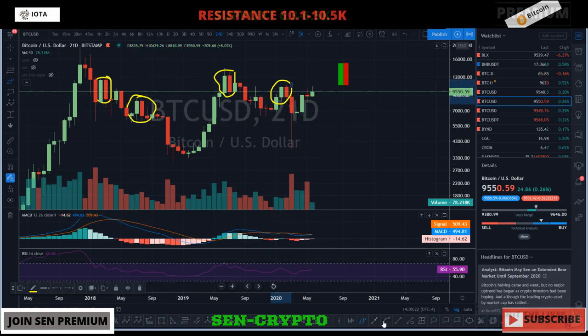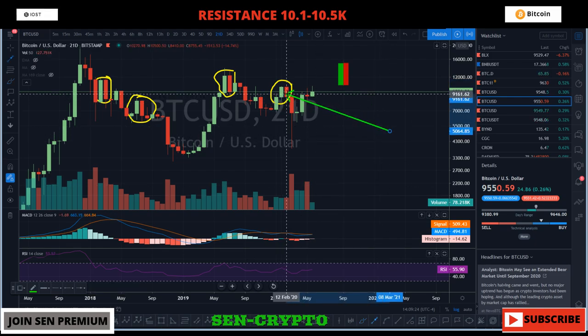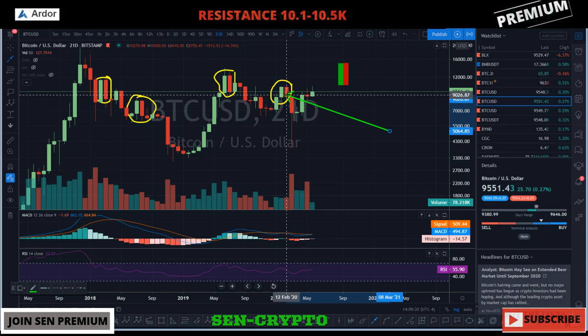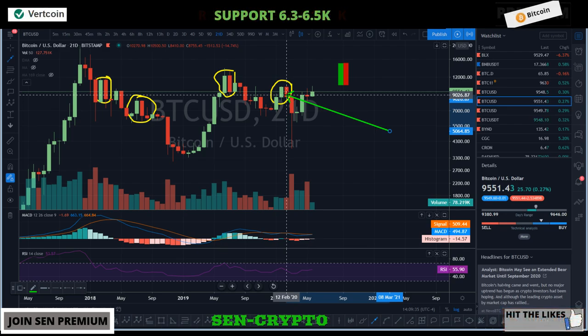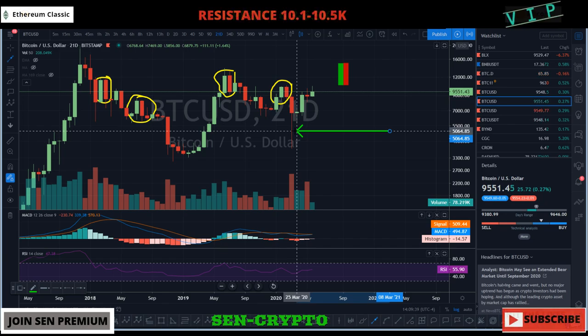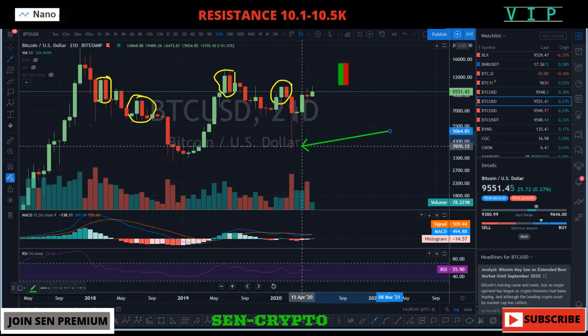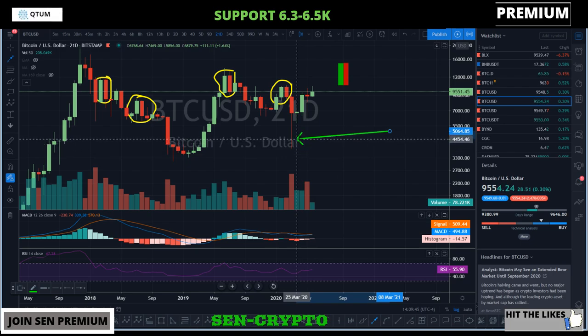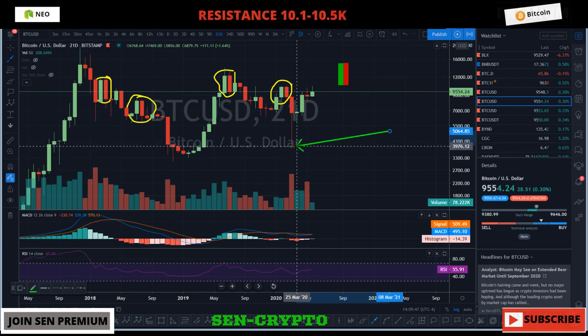If you've been following this channel, as soon as we got this tweezer top, around the end of February, first week of March, I said, okay guys, that's it, we're most likely going to see some lower numbers. Our target was the 42 to 5500 range, and as you can see, BTC dropped all the way down to the 3.8 to 4k area, depending on which exchange you're using. So that was a successful call.